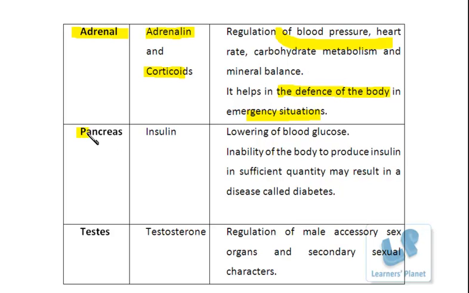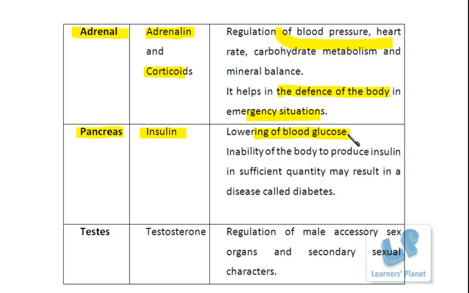Besides that, another gland is the pancreas. This pancreas secretes the hormone which is known as insulin. This insulin actually helps in the lowering of the blood glucose, right? If an excess of glucose is present in our blood, then it will be converted into glycogen. It will be stored as glycogen in our body. And this conversion of glucose to glycogen is actually controlled by the insulin.